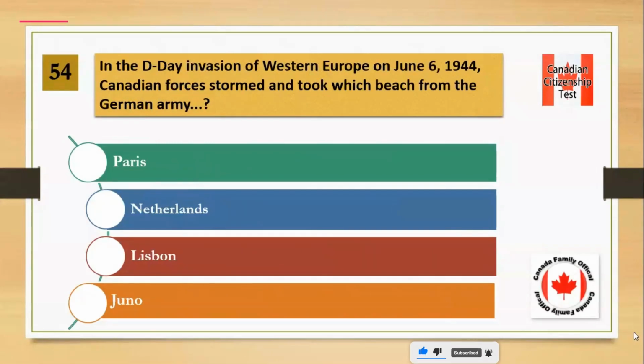In the D-Day invasion of Western Europe on June 6, 1944, Canadian forces stormed and took which beach from the German army? Number 1 Paris. Number 2 Netherlands. Number 3 Lisbon. Number 4 Juneau. And the answer is Juneau.